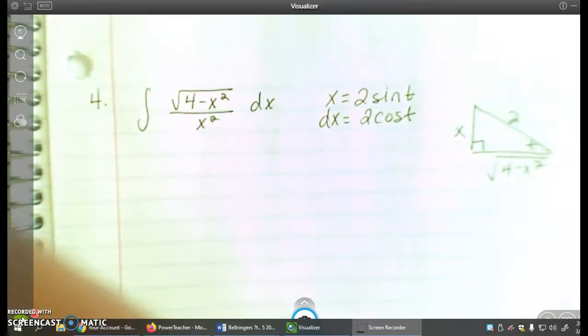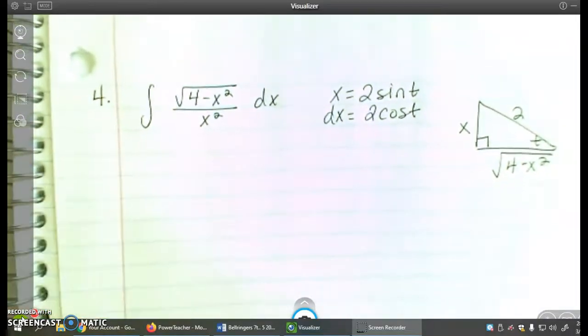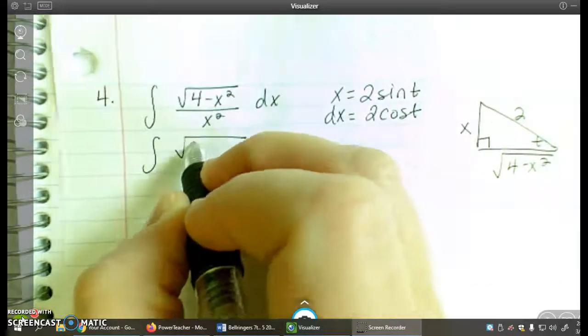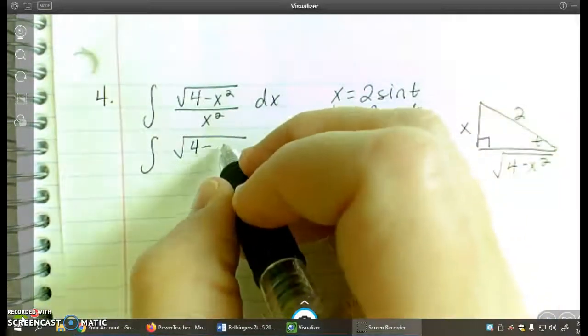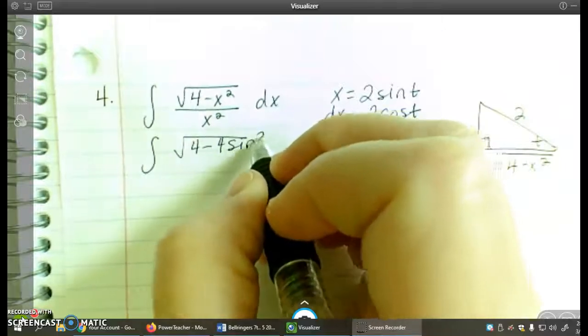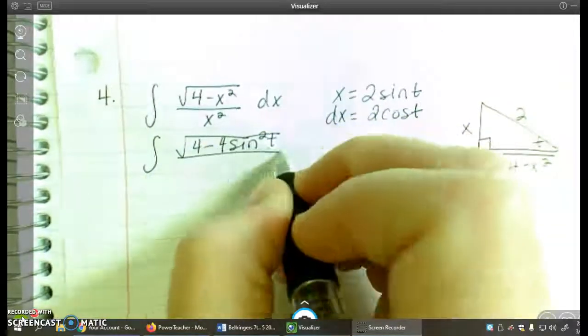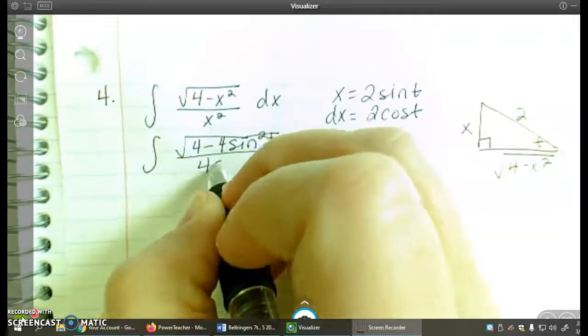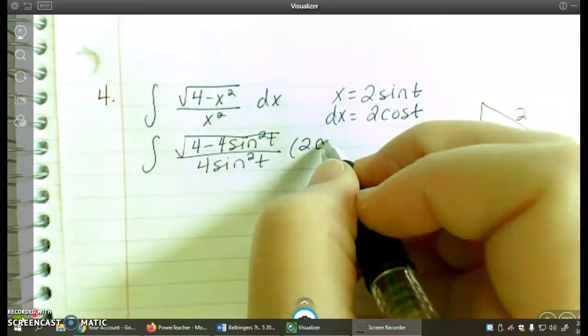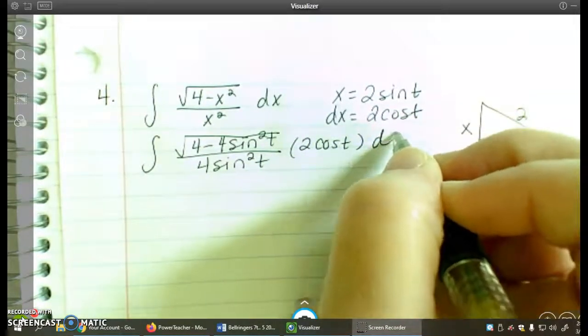After this, that means that we are going to substitute in what we have here. So we've got square root of 4 minus x squared, so square that. That would be 4 sine squared of t. And then again 4 sine squared of t. And then dx is 2 cosine of t times dt.